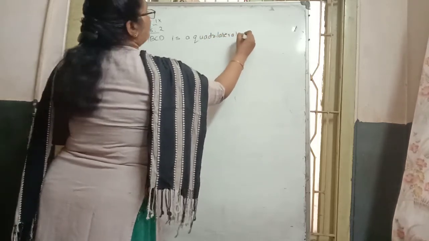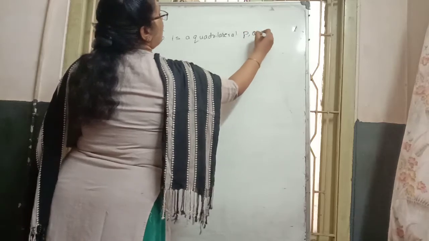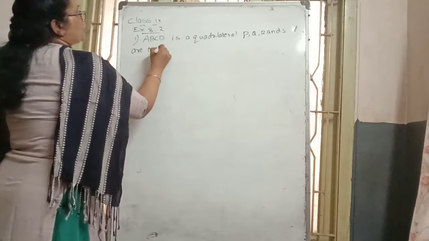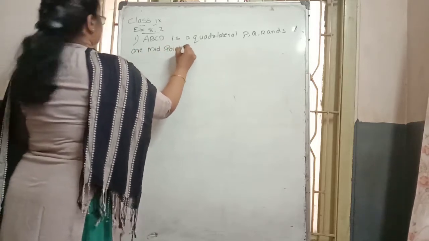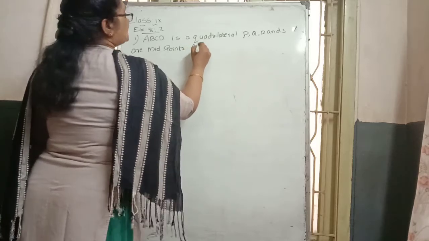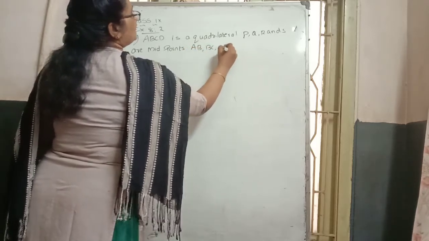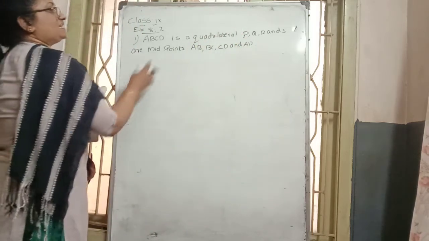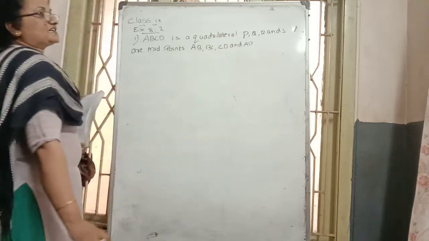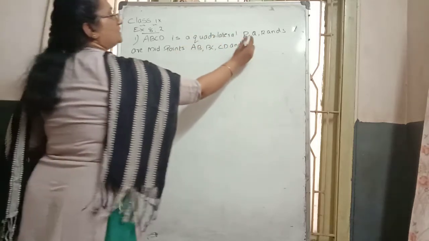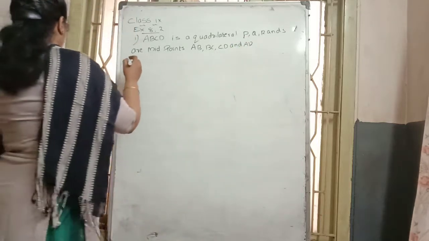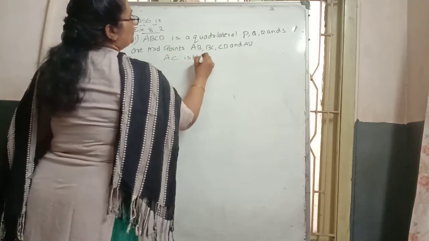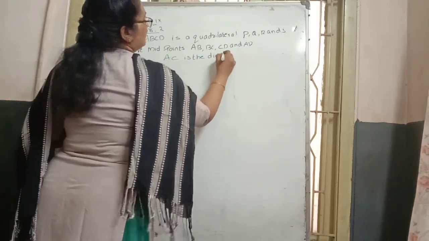Then next what? P, Q, R and S are the midpoints of which sides? AB side, BC side, CD side and AD side. In this way, P is the midpoint of AB, Q is the midpoint of BC, R is the midpoint of CD and S is the midpoint of AD. Here AC is the diagonal. They gave AC as the diagonal of that figure.